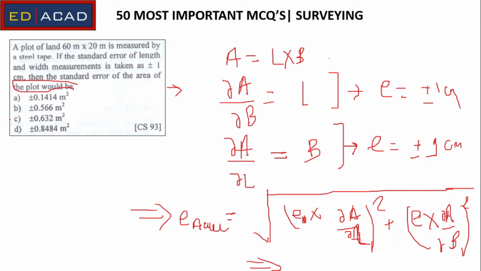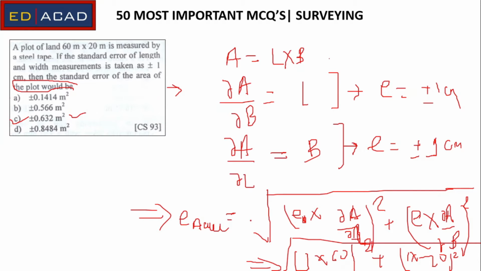The answer we should get is, I think, the value 0.632. So you need to put the values here. First we'll use 1 centimeter into del A by del L, just put the value of L, 60, square, plus 1 into what this is, 20, square. This value will be in centimeters, so you need to convert this to millimeters, meters. So this is the value which you should be getting.